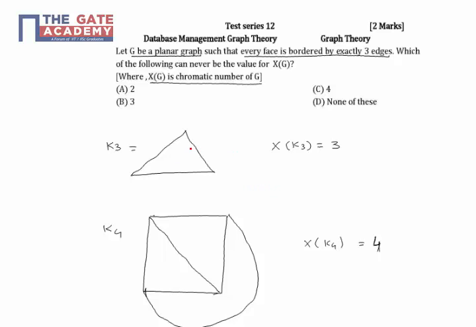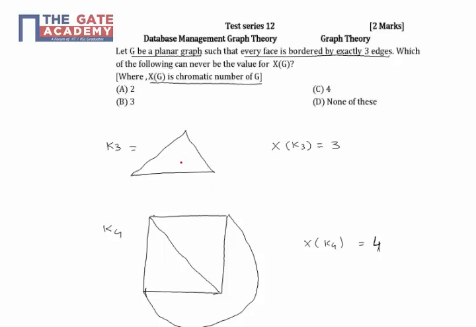In the first graph, we have 3 vertices and the chromatic number for this graph is 3 because we will need at least 3 different colors to color the vertices of this graph such that no two adjacent vertices have the same color. Similarly, we need at least 4 different colors to color the vertices of the second graph. So, the chromatic number of the second graph is 4.